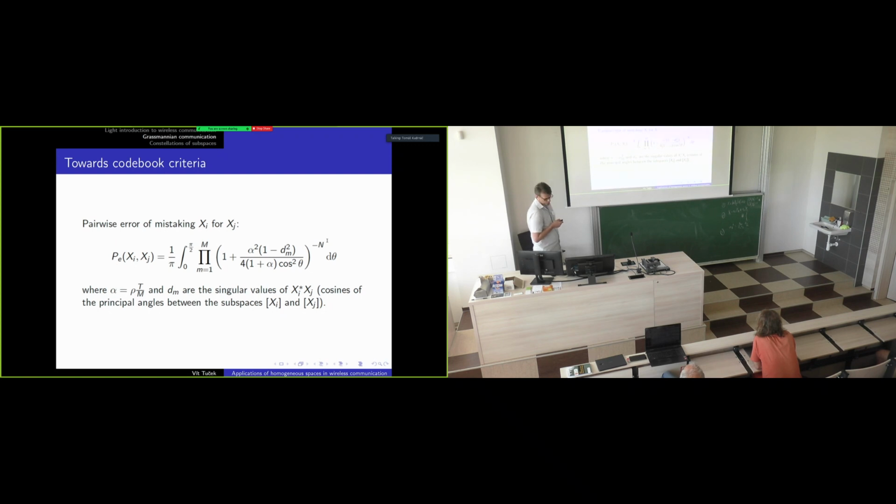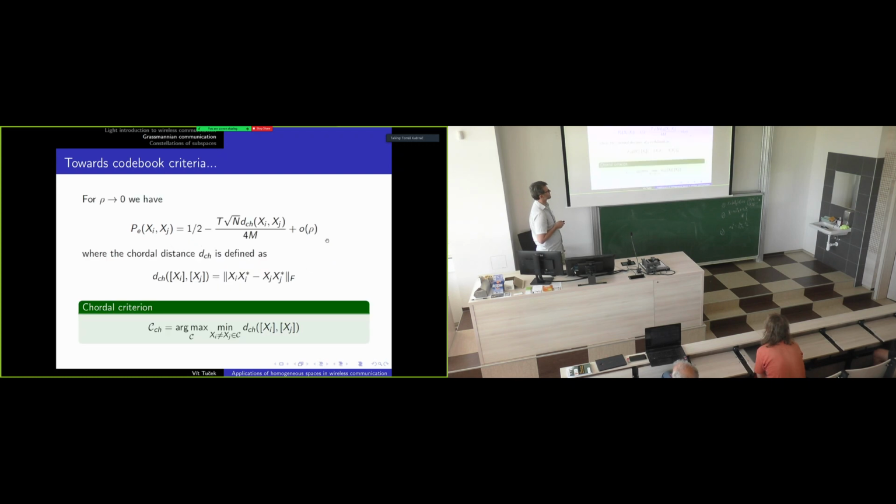And moreover, the formula allows you to actually calculate the pairwise error of mistaking two symbols. So it's not so nice. I mean, there is some integral, there is some product, but the upshot is that it's basically a rational function in the signal-to-noise ratio, and it depends on these matrices only through these d_m, which are the singular values of this product X_i Hermitian conjugated times X_j. So these singular values are the cosines of the principal angles between the subspaces. So you have very nice dependence on the actual geometry of the Grassmannian here.